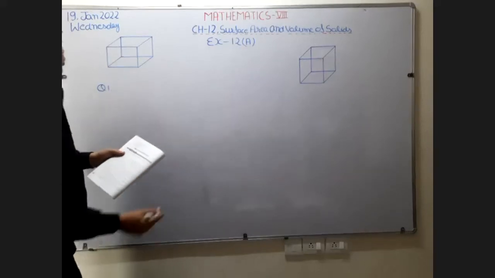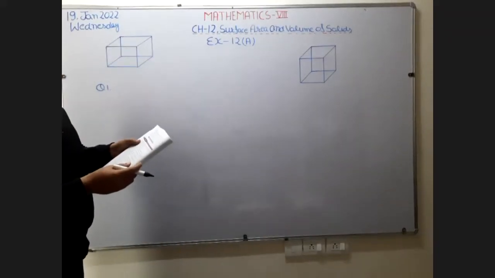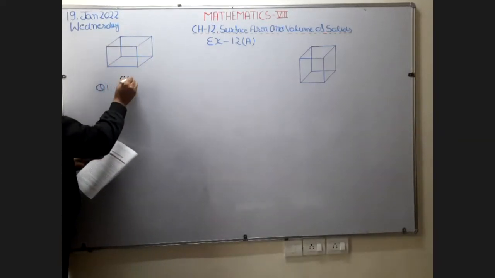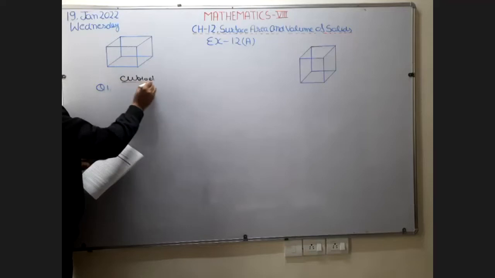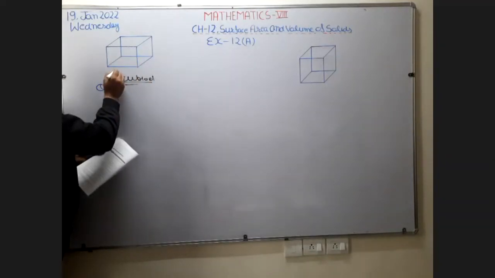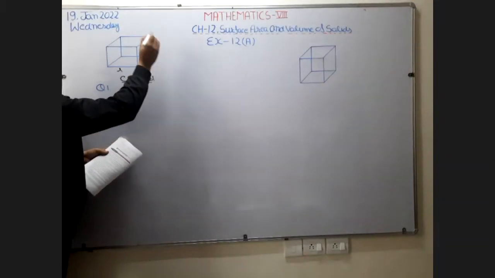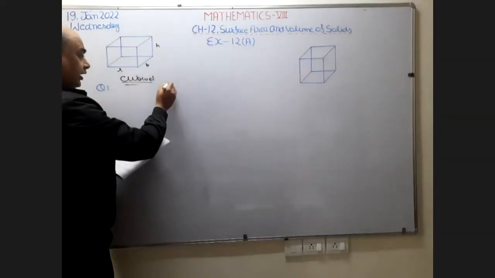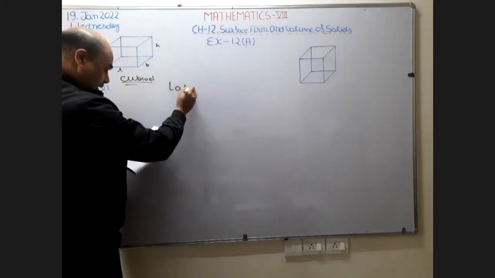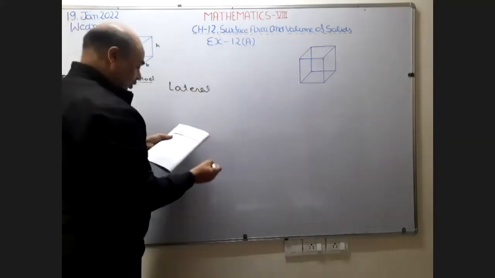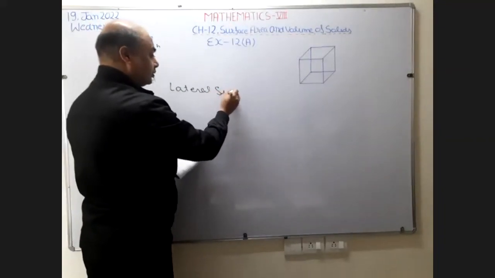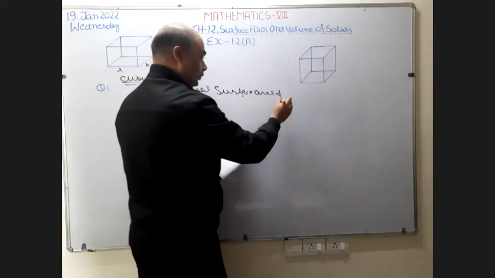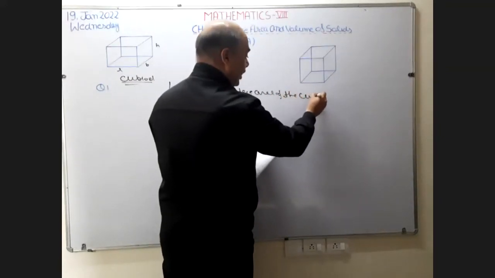See what is given in this first question. Find the lateral surface area and the total surface area of the cuboid. Then it means your shape is this one. This is the shape of a cuboid. So this is length, this is your breadth, and this one is your height. So we're going to find the lateral surface area of the solid. Lateral or curved surface area, both are the same thing. So write: lateral surface area of the cuboid.